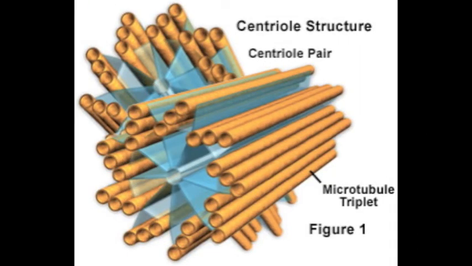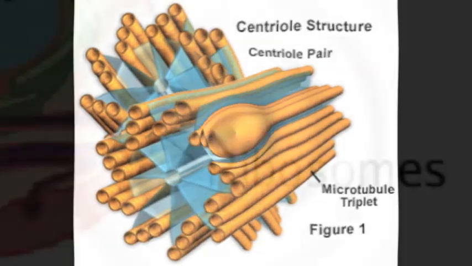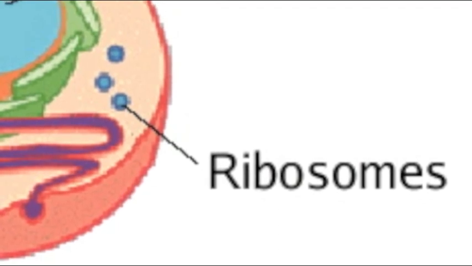Now, centrioles. Centrioles in the animal cell are a ring of 9 groups of fused microtubules. There are 3 microtubules in each group. Microtubules and centrioles are part of the cytoskeleton in the cell. The 2 centrioles are usually arranged such that one is perpendicular to the other. In the plant cell, it's about the same thing. And last but not least, ribosomes.